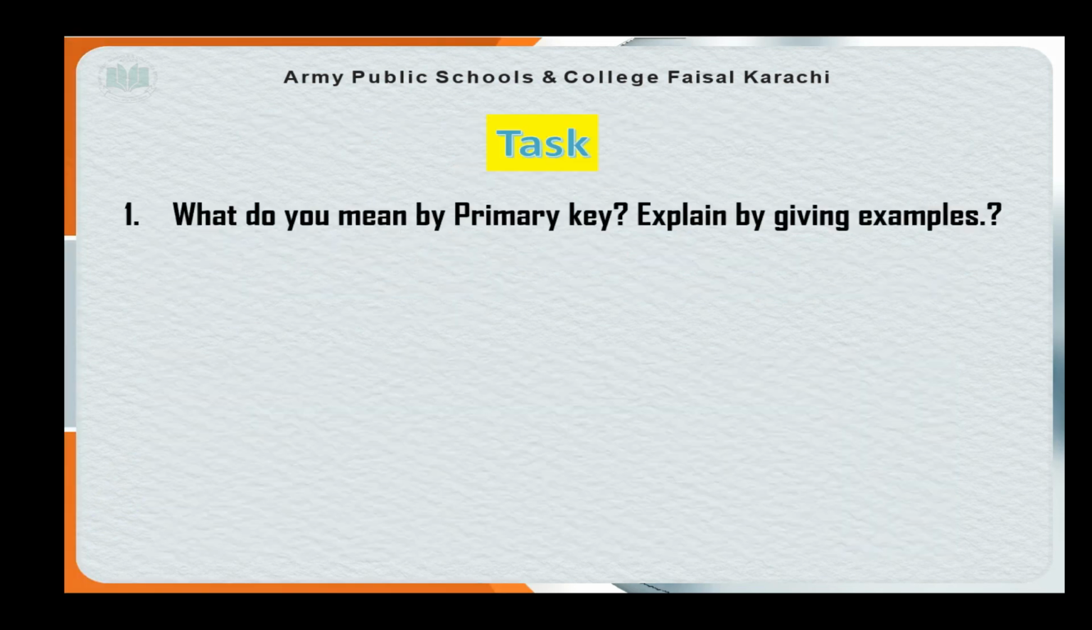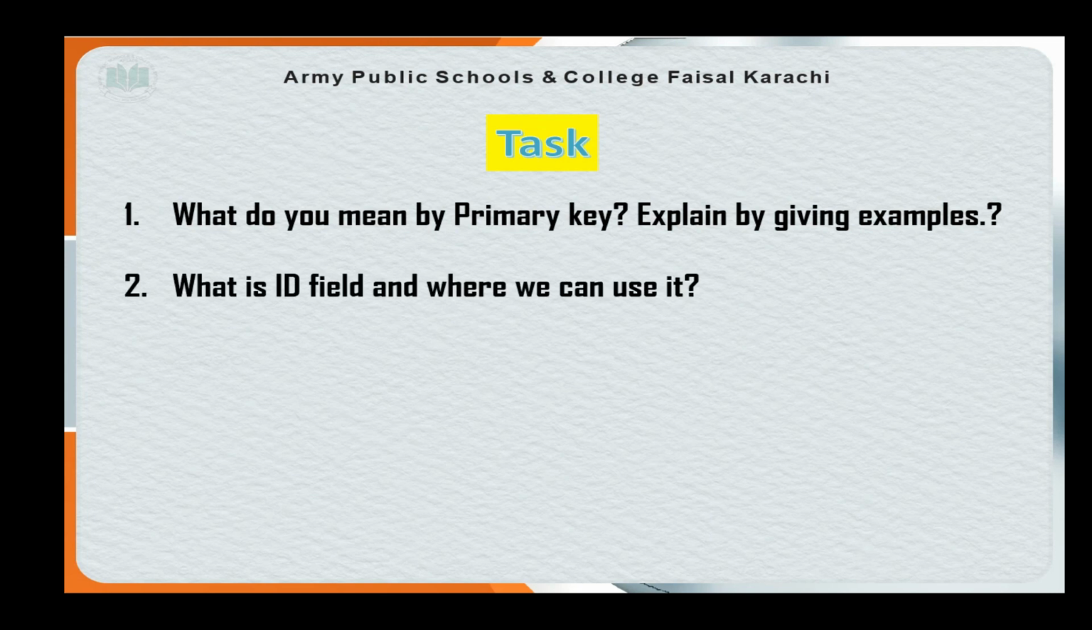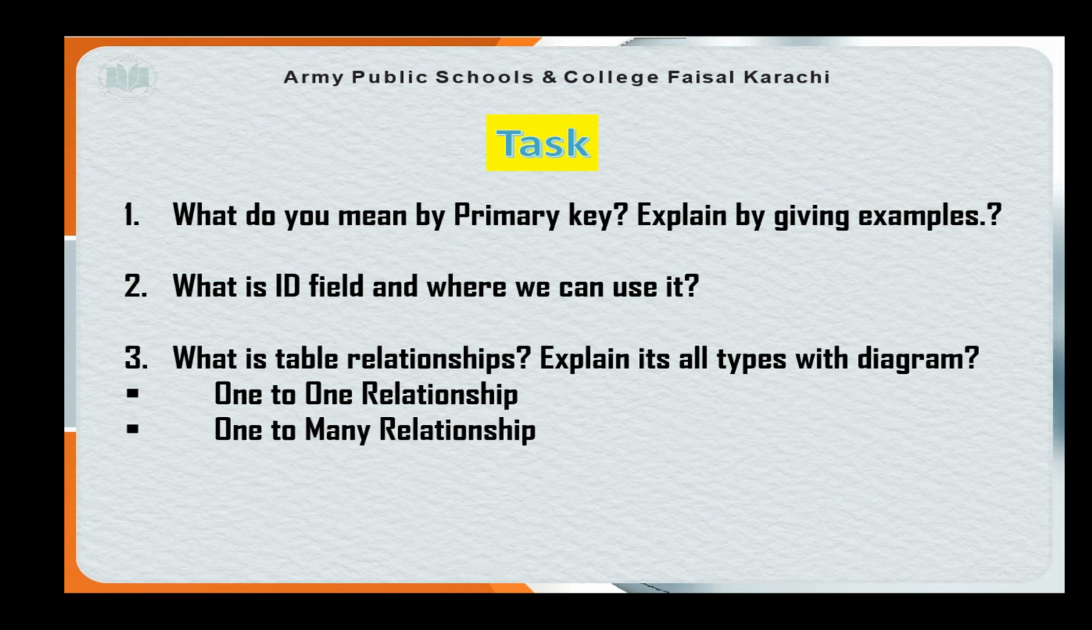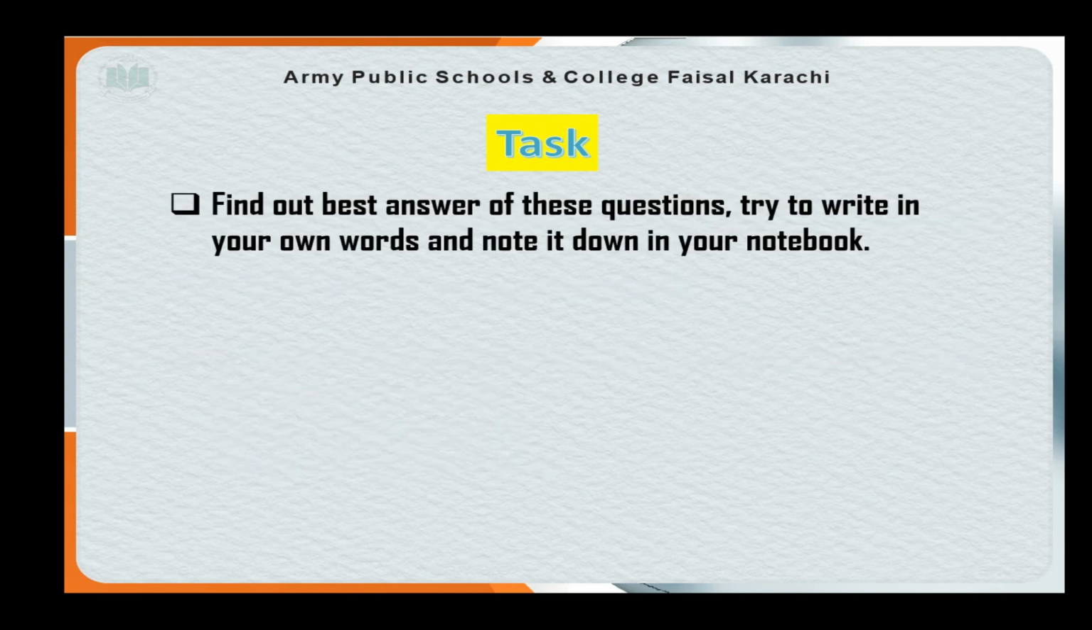Your task is: Number 1, what do you mean by primary key? Explain by giving examples. Number 2, what is an ID field and where can we use it? Number 3, what are table relationships? Explain all their types with diagrams: one-to-one relationship, one-to-many relationship, many-to-many relationship. Find the best answers to these questions.